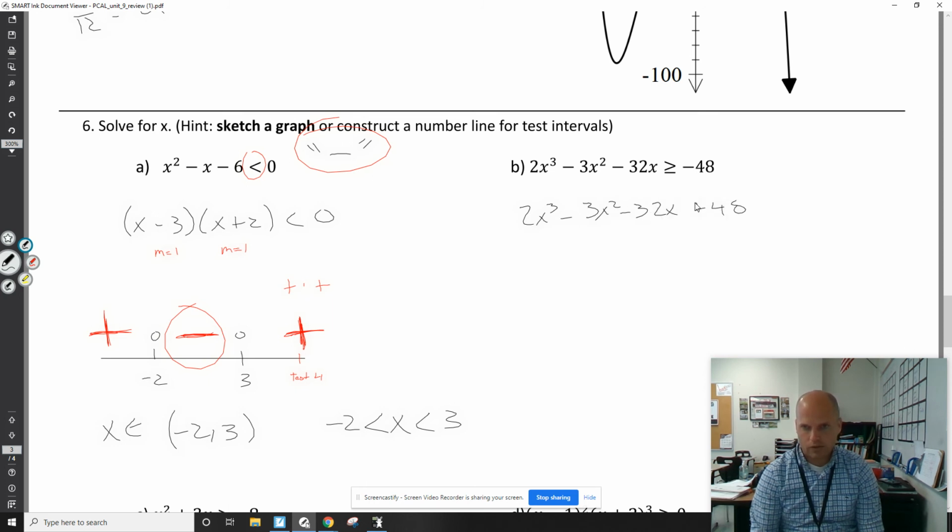Find the zeros. Here we're looking for greater than 0. Positive values are greater than 0.